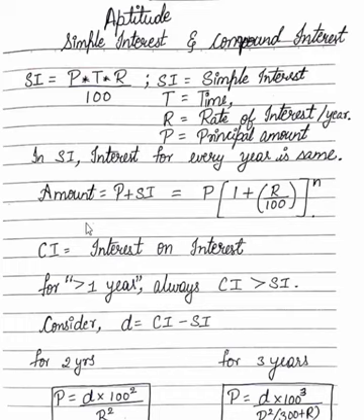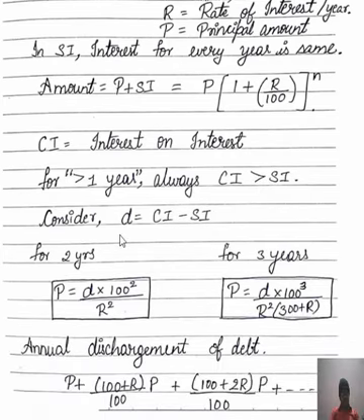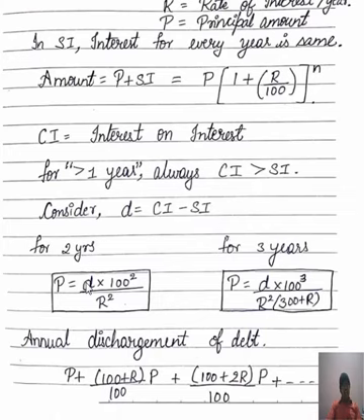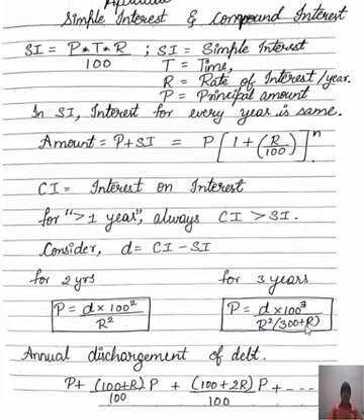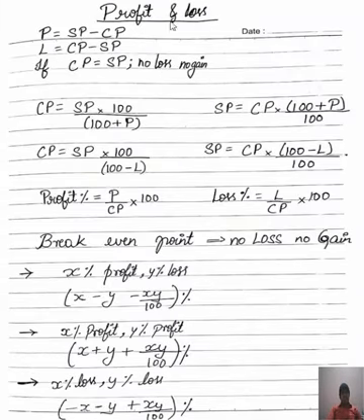If I am talking about n years, compound interest will always be much greater than simple interest. Difference D equals compound interest minus simple interest. If they have given 2 years, then principal A can be expressed as D into 100 square divided by R square. But in the case of 3 years, it will be D into 100 cube divided by R square into 300 plus R.